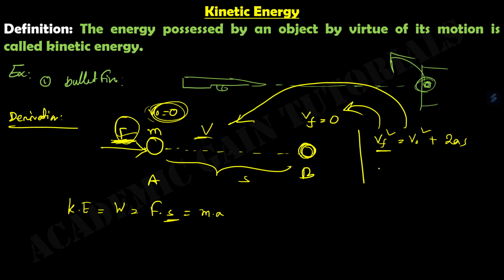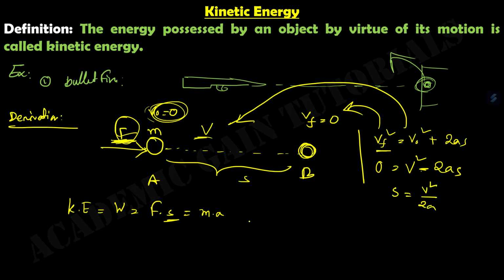So instead of Vf we will use 0, instead of V naught we will use V square. And as it has a deceleration, like it doesn't accelerate, it decelerates, so we will use minus of a, because the acceleration is negative, it decreases. So we will use minus of 2as. For that we will find out s equals to v square by twice a.